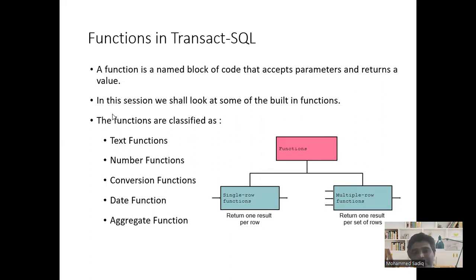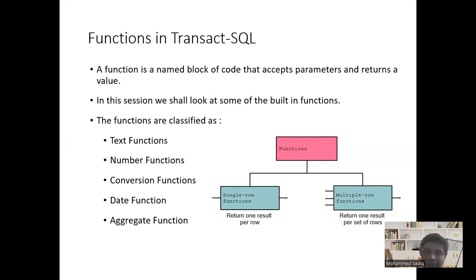Since we have many built-in functions, they are broadly classified as text functions, number functions, conversion functions, date functions, and aggregate functions. Text functions work on text or string data, and number functions work on numeric data. A conversion function is used to convert from one data type to another. Date functions work exclusively on date values. And we have aggregate functions.